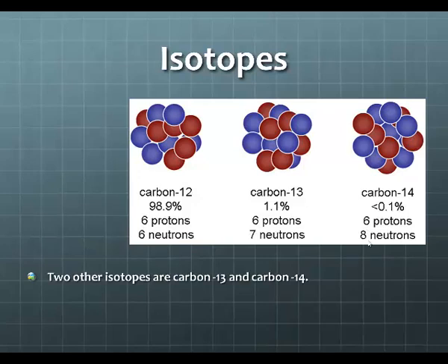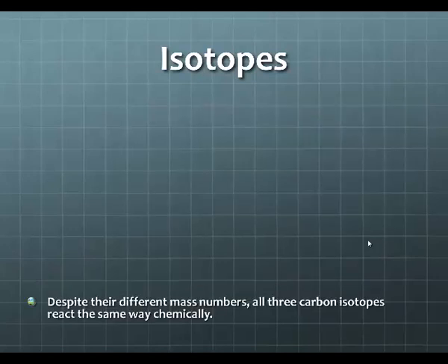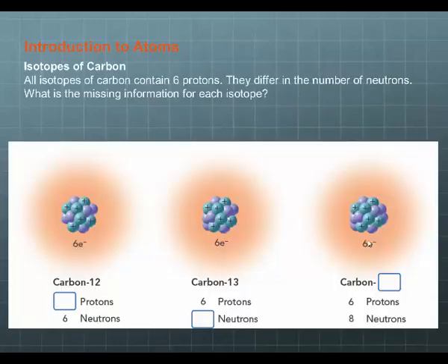The other two isotopes, carbon-13 and carbon-14, occur, as we just saw. Despite their different mass numbers, all 3 carbon isotopes react the same way chemically. So, isotopes of carbon. All isotopes of carbon contain 6 protons. If they contained a different number of protons, then it would be a different element. So they all contain 6 protons. They differ in the number of neutrons.